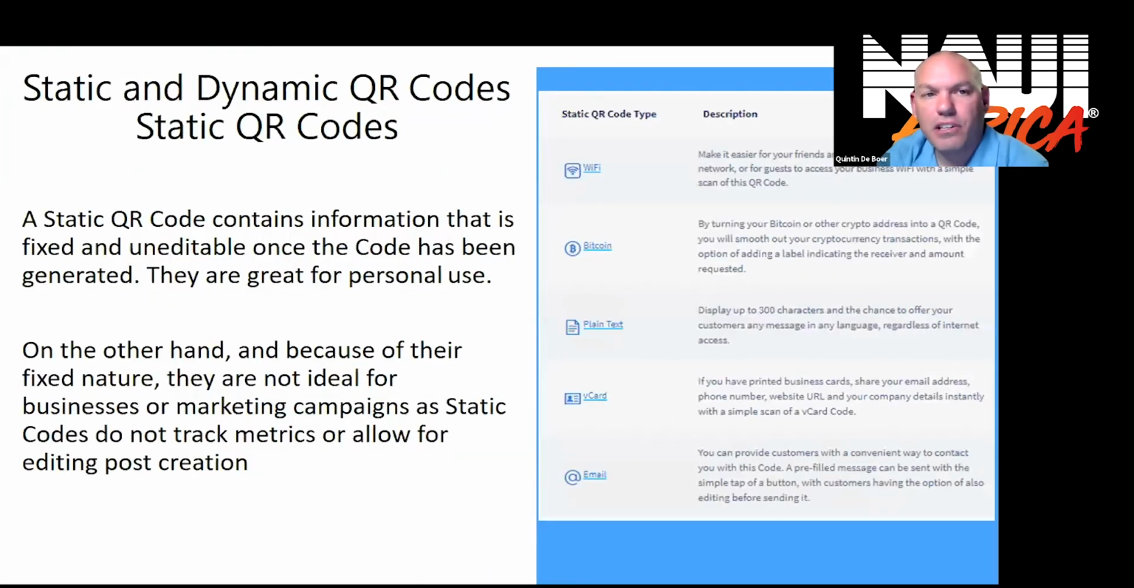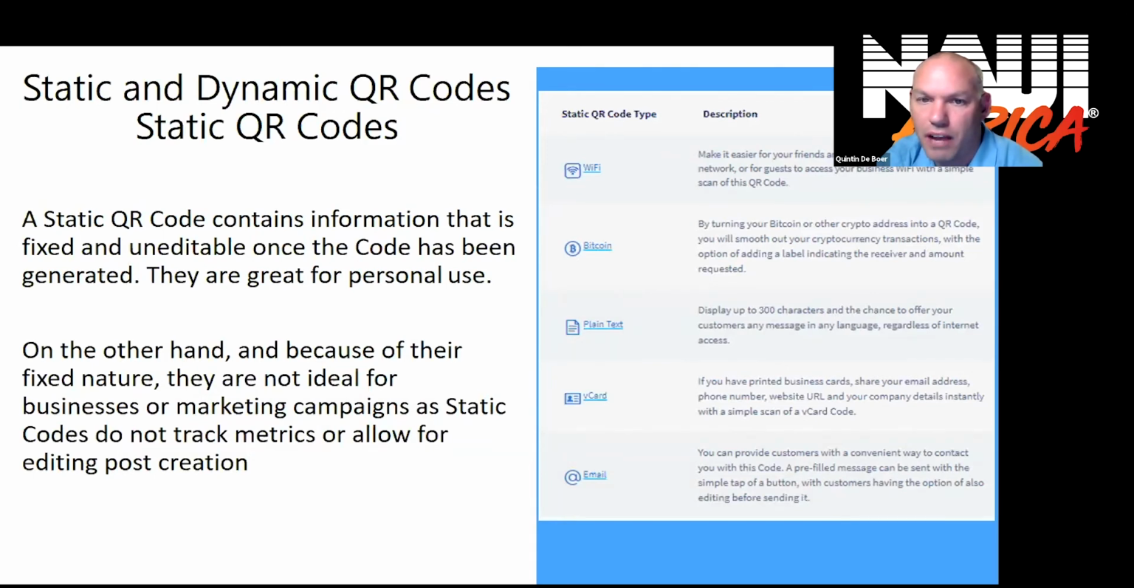Okay, static versus dynamic QR code. You can make a static code. Static is pretty much, as it says, self-explanatory. Once it's created, it's fixed and uneditable. The actual code itself that's generated is great for personal use. And there are a few examples of where you can use those QR codes.